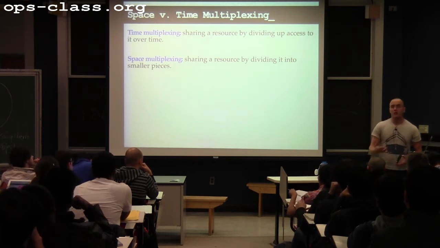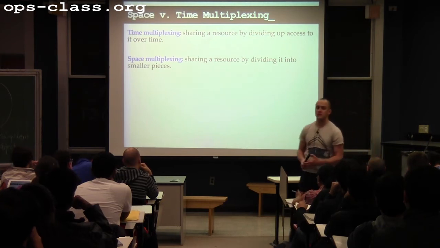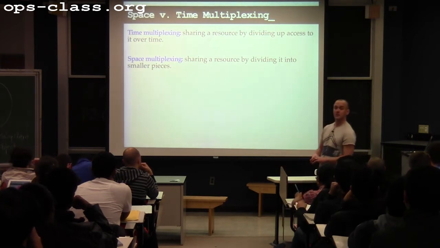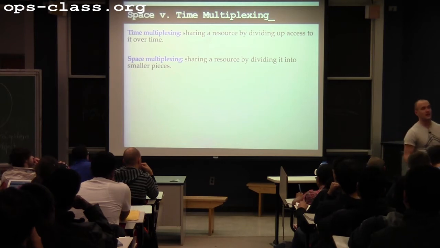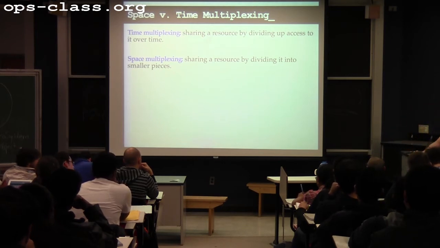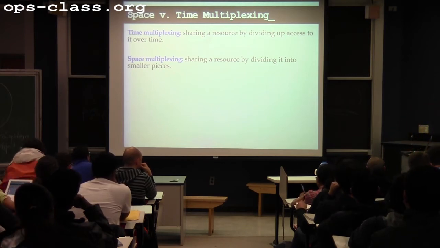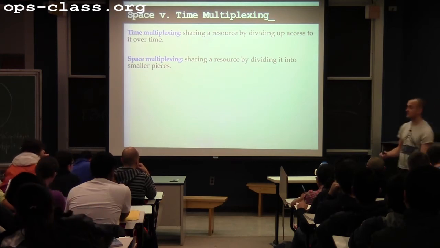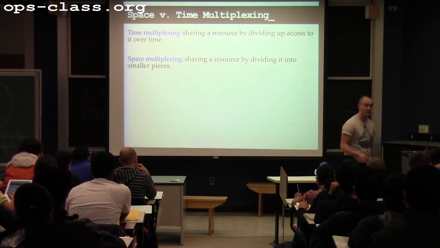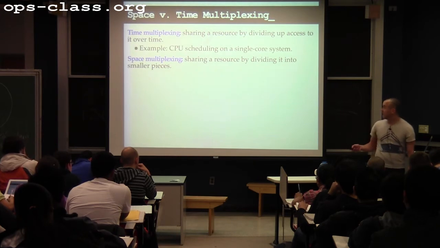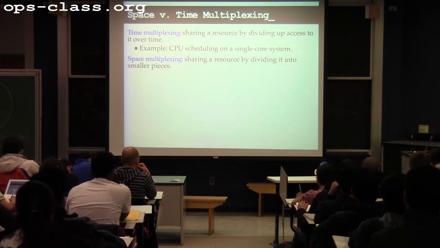So one way to share a resource is to divide it up in time, right? If I have a car that I want to share with you, I can give it to one person on one day and the other person on the other day. That's an example of a type of resource that's easy to multiplex in time, and that's what gave rise to car sharing. An example of this in operating systems are CPUs, right?